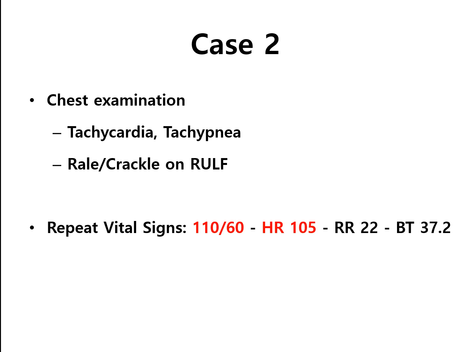Chest examination revealed tachycardia, tachypnea, and crackles on the right upper lung field. Repeat vital signs showed BP 101, heart rate 105, respiratory rate 22, body temperature 37.23 Celsius. What should we do for this patient?